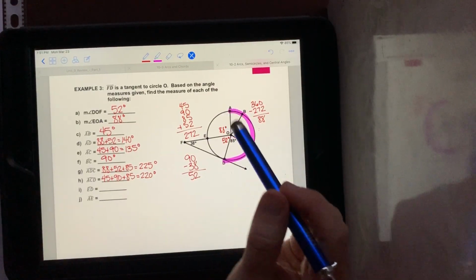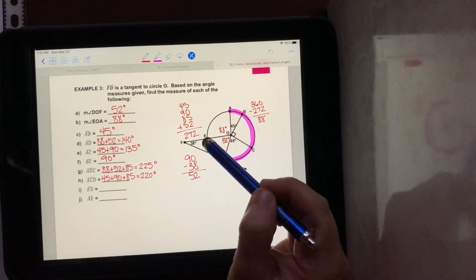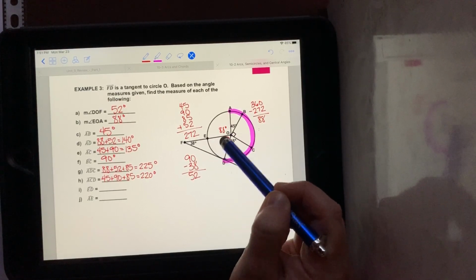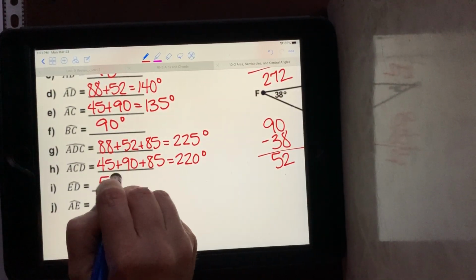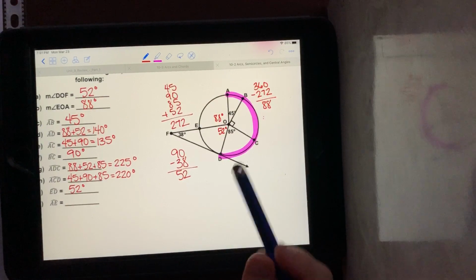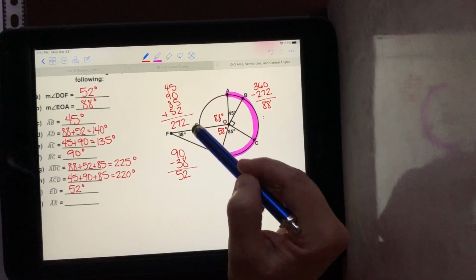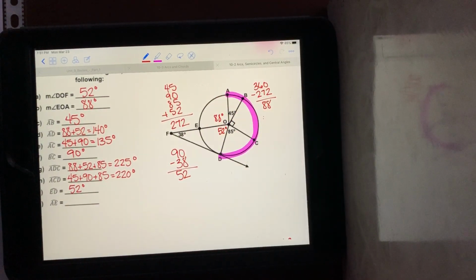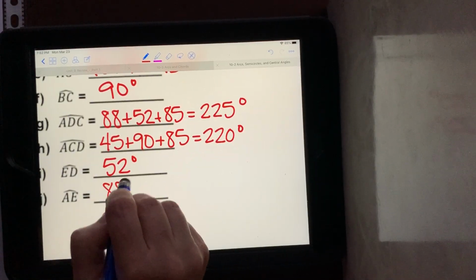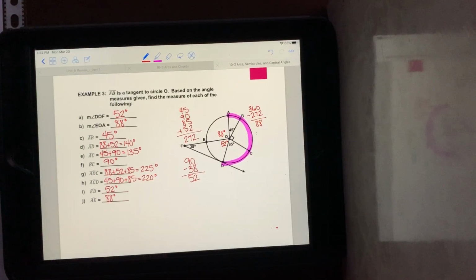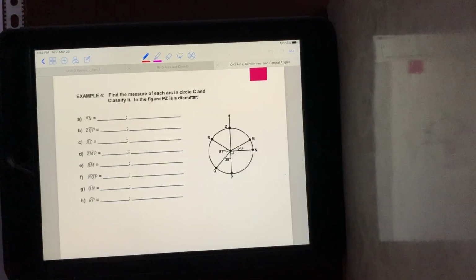Okay, last two should be pretty easy. ED, E to D, right there for us, matching up with that angle at 52 degrees. And hopefully AE is the same. Yep, A to E is just one angle, so we just have to bring that number over, and that one is 88 degrees. If I went too fast through this and you need to look back, I will be posting the key so you can go back and check what I did here and what I added up to get those measures.